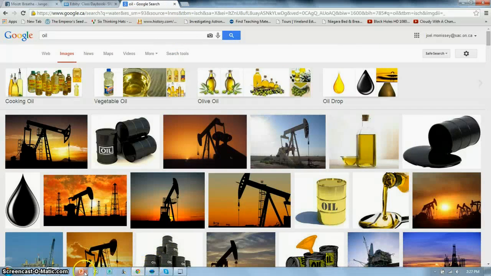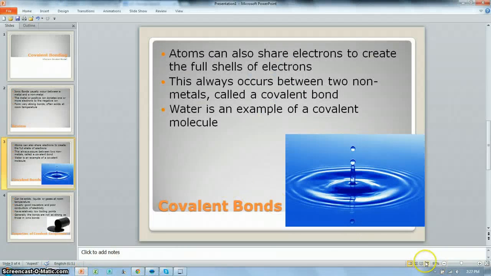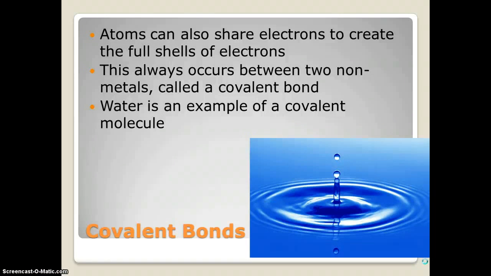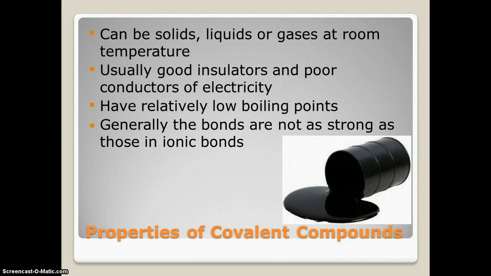Okay, let's go back here, and that's how those covalent bonds work. They're always between 2 non-metals. A metal can always give up and donate that electron. Here we have a bond between 2 non-metals, and so neither can donate. They both want to take on an electron, and so to solve that issue, they generally share electrons. A very common one we see is water. Another example is oil. So oil and water are both examples of covalent compounds.